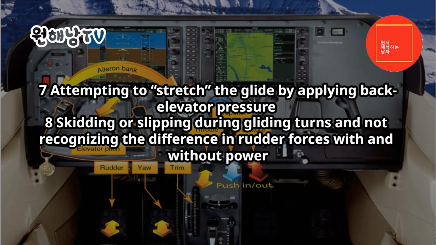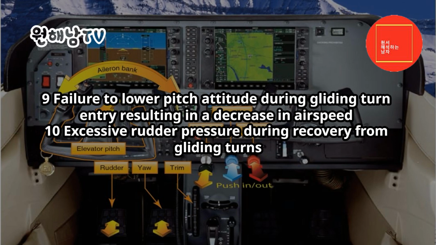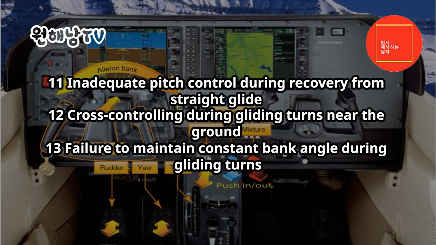8. Skidding or slipping during gliding turns, and not recognizing the difference in rudder forces with and without power. 9. Failure to lower pitch attitude during gliding turn entry resulting in a decrease in airspeed. 10. Excessive rudder pressure during recovery from gliding turns. 11. Inadequate pitch control during recovery from straight glide. 12. Cross-controlling during gliding turns near the ground. 13. Failure to maintain constant bank angle during gliding turns.